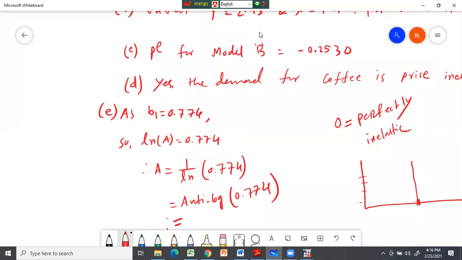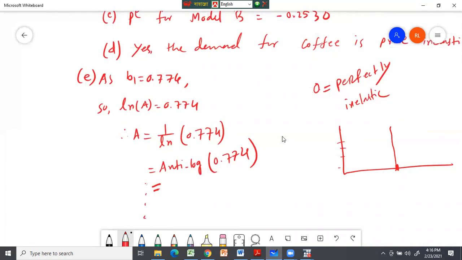Can everyone hear me? Yes, sir. Okay. So how can you calculate the antilog? Go to the calculator, where there is a shift key, and above the log key there is a 10 written. I don't have a calculator right now. Those who have the scientific calculator, press shift first, then log, which will bring the antilog, and then write 0.774 in the bracket. You will get the answer.